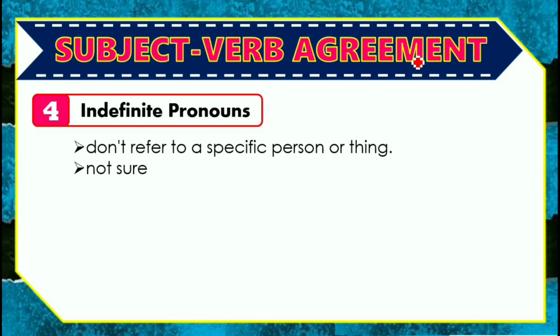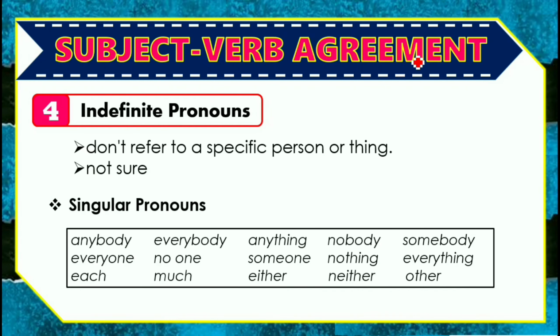Indefinite pronouns don't refer to a specific person or thing, so that means that you are not sure whom you're talking about. These are some examples of singular indefinite pronouns. Anybody, everyone, each, everybody, no one, much, anything, someone, either, nobody, nothing, neither, somebody, everything, and other. Those pronouns are singular, so that means it should take a singular verb.